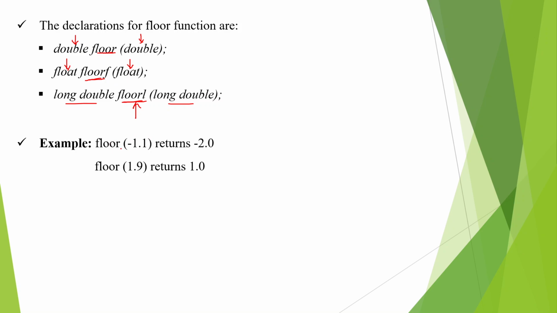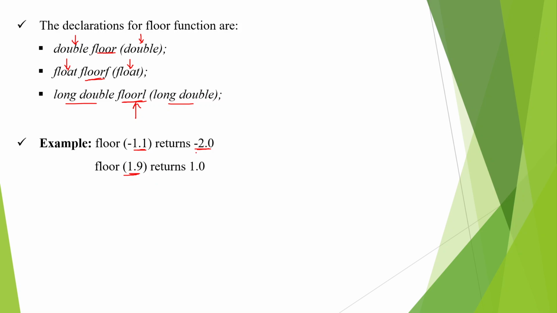Okay, so here what we are doing, we are calculating the floor value of a negative number, that is minus 1.1. As we need to move in the left hand direction, for minus 1.1 in the left hand direction we will have minus 2 as the nearest integer value. And for 1.9, on the positive side, for the floor of 1.9 we need to move in the left hand direction.